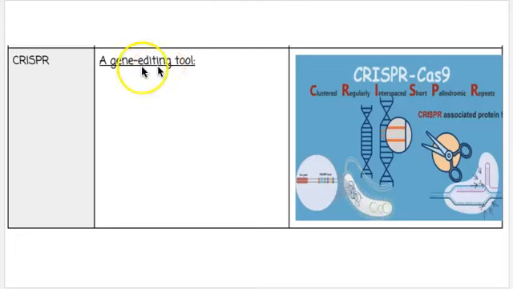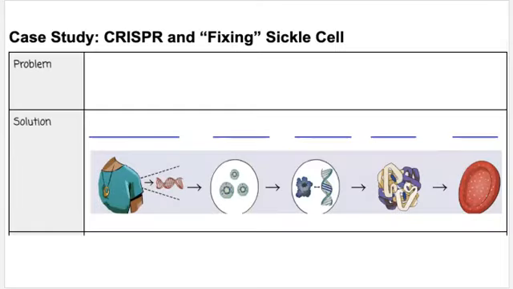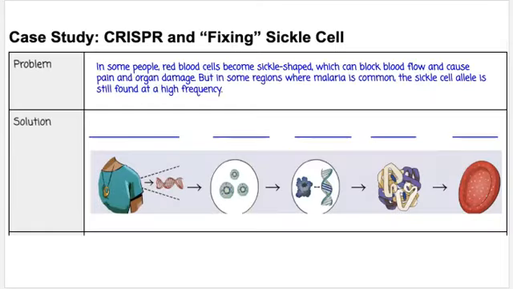CRISPR is a gene editing tool. This tool can cut DNA at a specific location so it can be changed or edited and a better gene put in place. So let's take a look at a Regents level case study. CRISPR and fixing sickle cell.